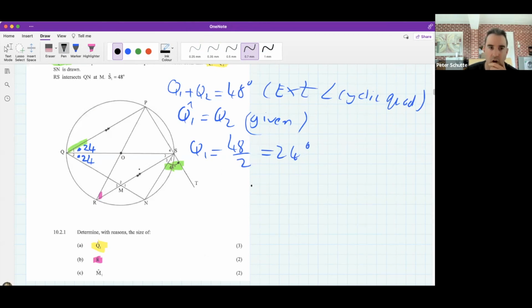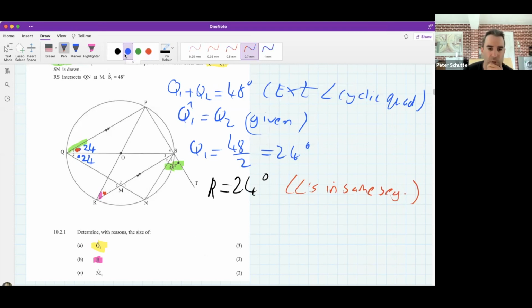Okay. All right, then I'm going to move ahead with R and just see if we can get R. So I think R is 24 degrees. And the reason I think R is 24 is because it looks to me like a butterfly. It looks like this one and this one are related in the angles in the same segment shape. So angles in same segment would be our reason.